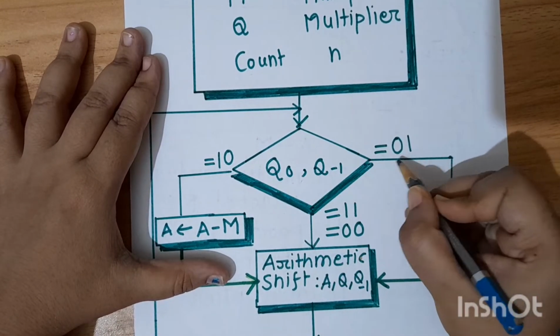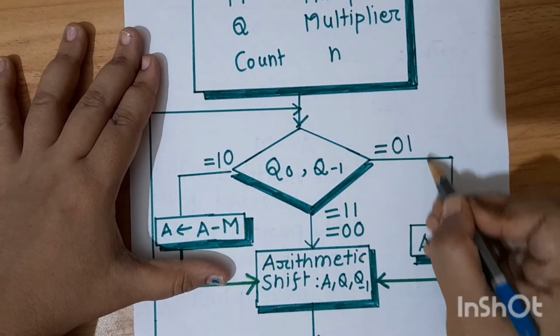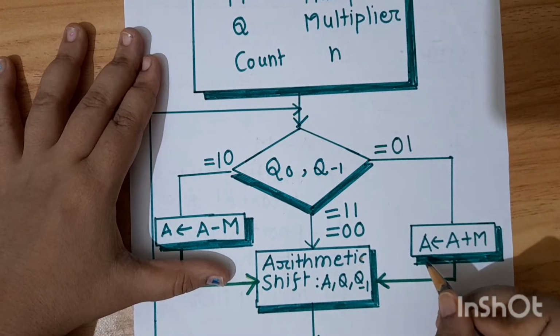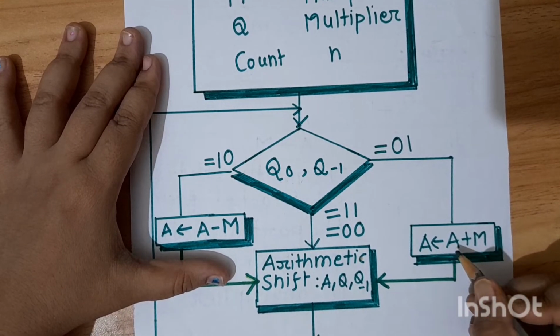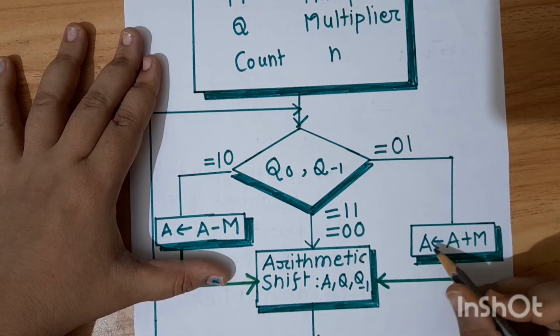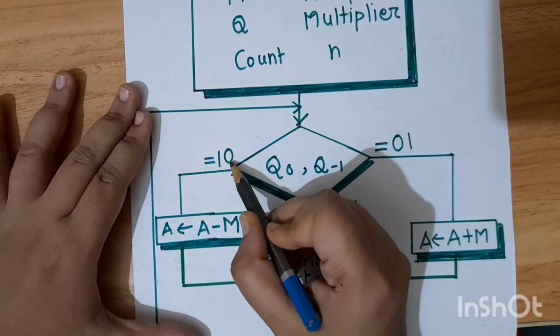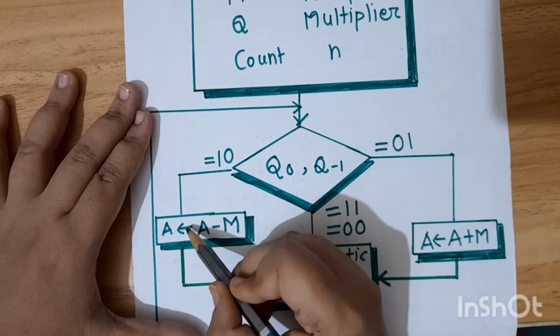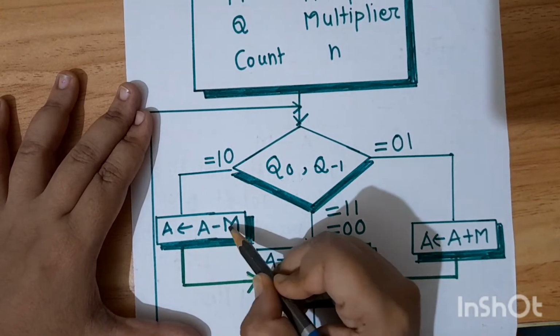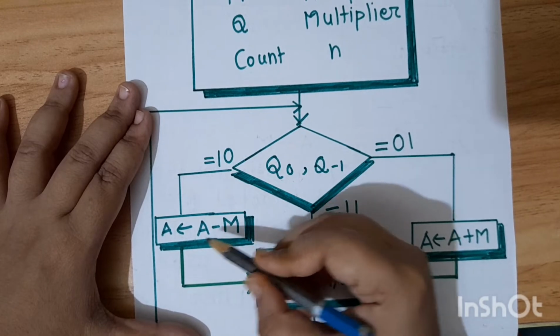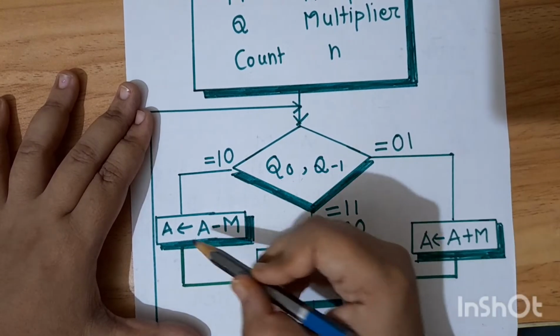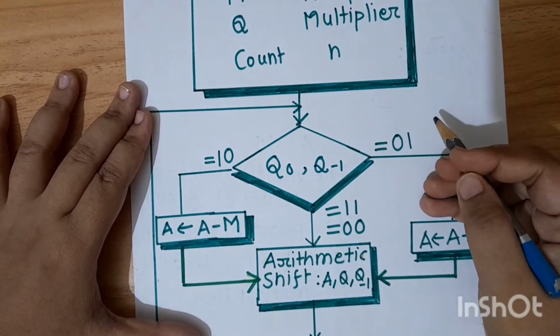If these 2 bits are 0 1, then we are updating the accumulator value. A would be updated as A plus multiplicand, where the right-hand A is the old value of A and the left-hand A is the new value of A. If it is 1 0, then A is updated as A minus M, where A is the old value of A and, after the subtraction, the updated value of A.